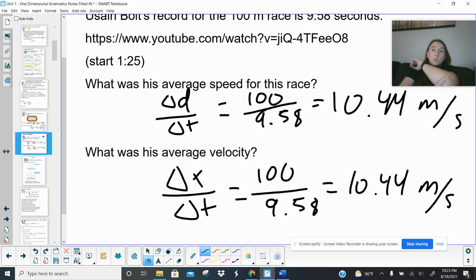So for a lot of this unit, we may throw distance and displacement, speed and velocity, kind of around interchangeably. That's only because we're traveling in a straight line. Once we start talking about different types of motion, we have to be very specific about if we're traveling in a straight line or not.